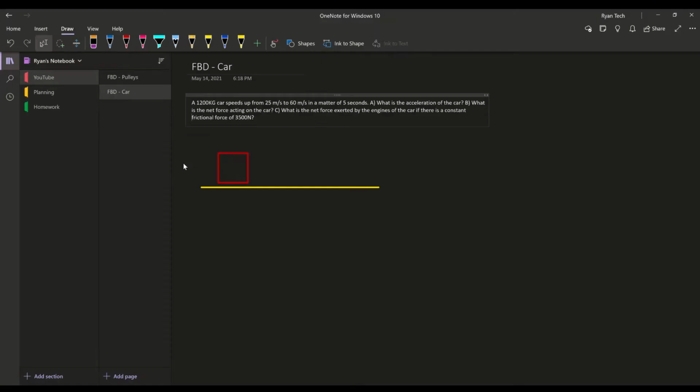Now in this problem it says a car speeds up from 25 meters per second to 60 meters per second in a matter of 5 seconds. Part A is asking the acceleration of the car.